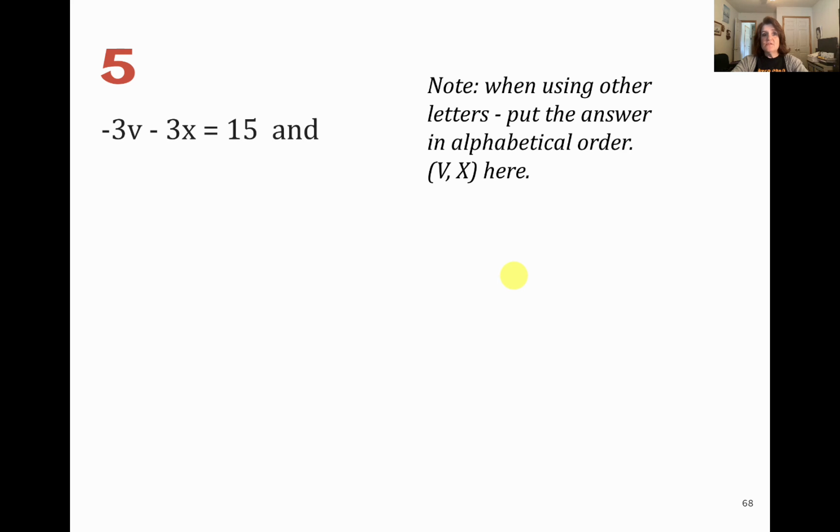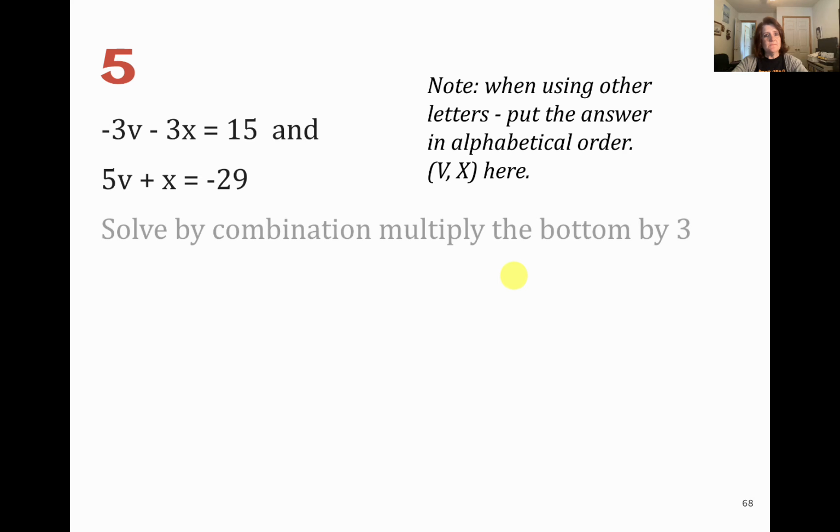Number 5 is also solving the systems. Negative 3v minus 3x equals 15, and 5v plus x equals negative 29. Note, when they throw other letters at you, you're going to put the answer in alphabetical order. So in this case, it's going to be v comma x.